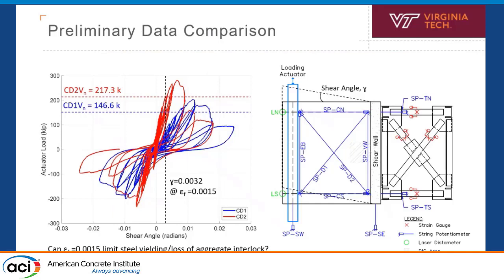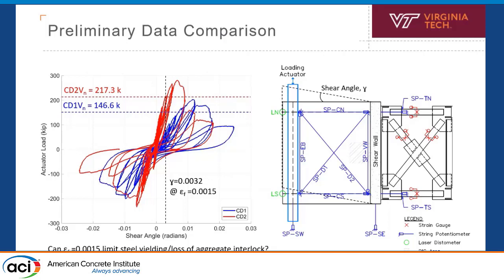So I'll show you here a preliminary data comparison. This is just preliminary. These results are really, really new, so this might be subject to change. But on the left, you see a shear angle versus load comparison, and when I say shear angle, I'll refer to this image right here just to kind of show you what I mean by shear angle. That is kind of the shear deformation of that diaphragm in respect to the shear wall.